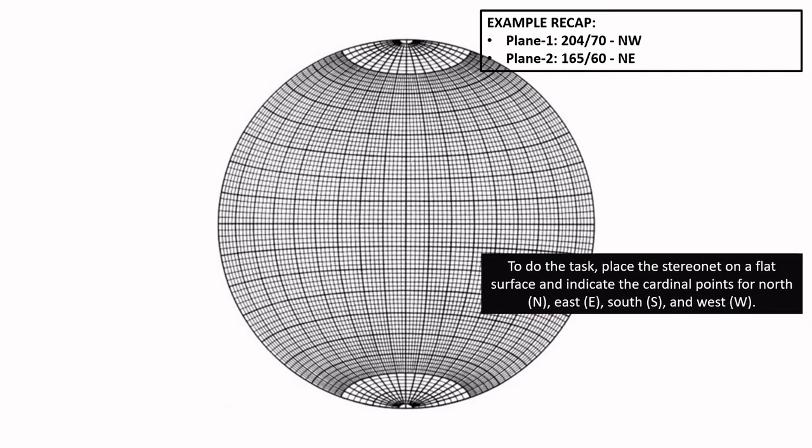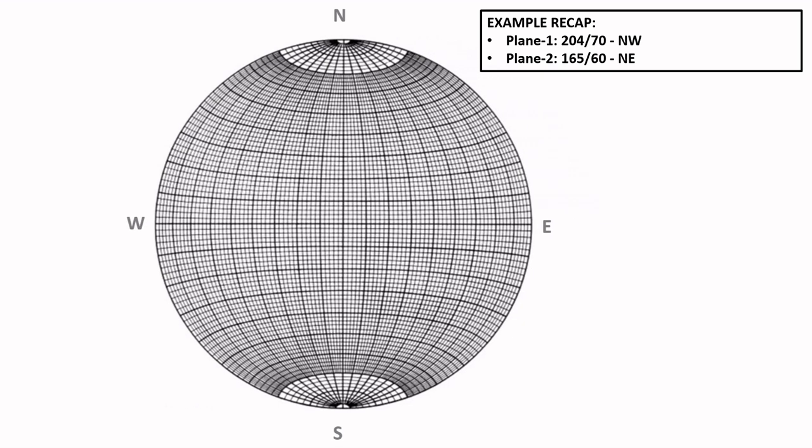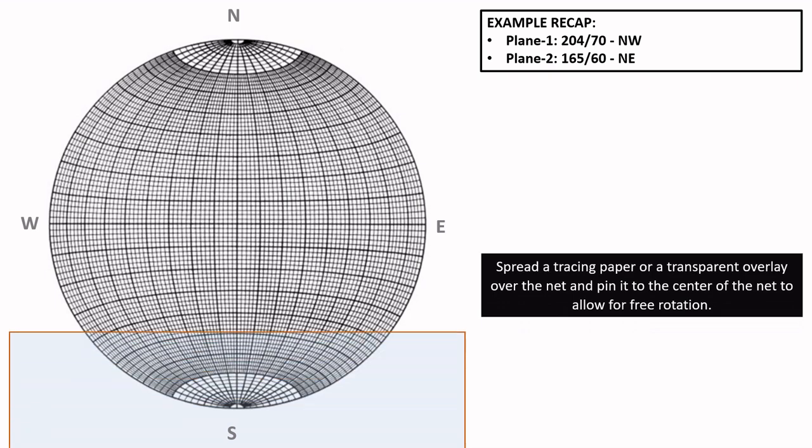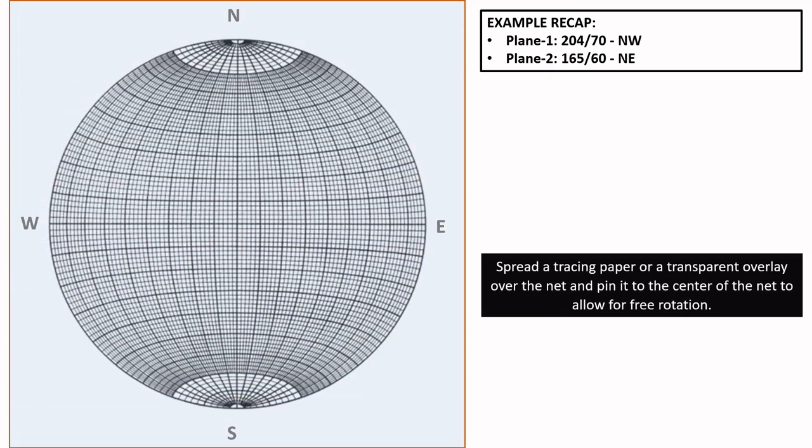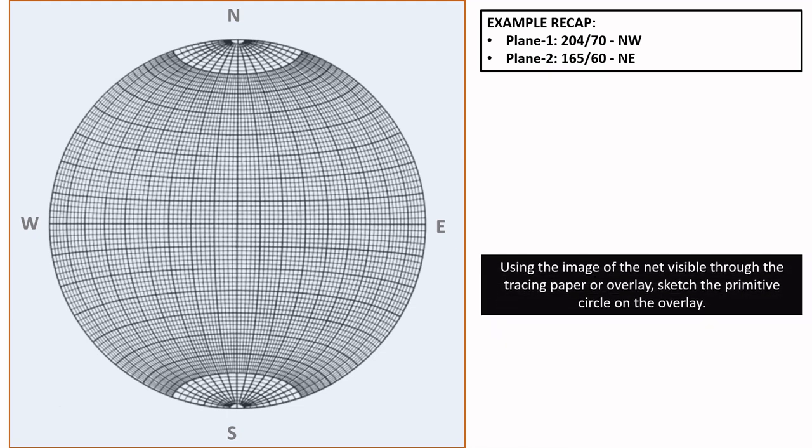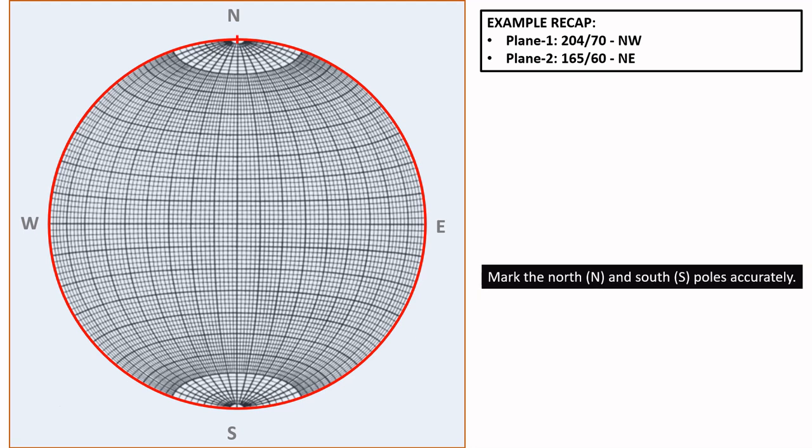To do the task, place the stereo net on a flat surface and indicate the coordinate points for north, east, south and west. Spread a tracing paper or a transparent overlay over the net and pin it to the center of the net to allow for free rotation. Then, using the image of the net visible through the tracing paper or overlay, sketch the primitive circle on the overlay. Mark the north and south poles accurately.